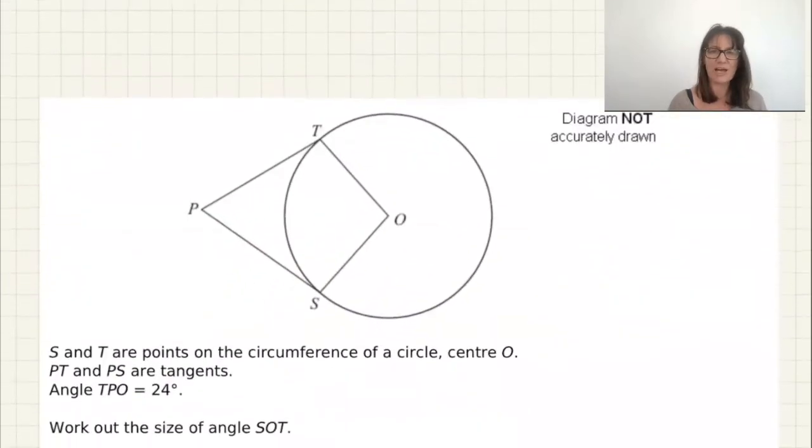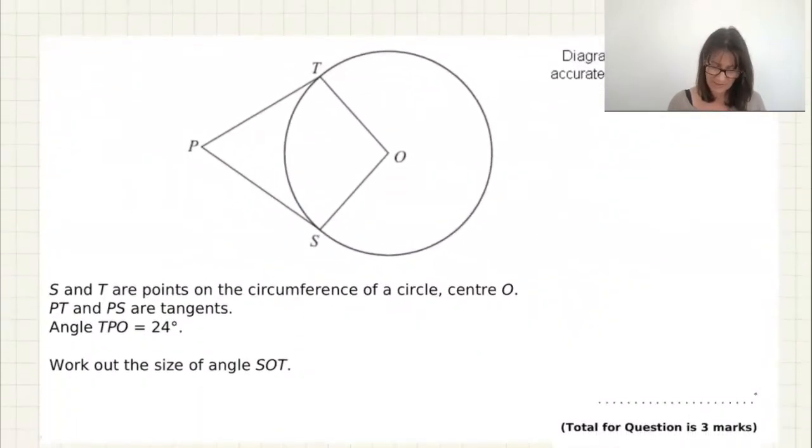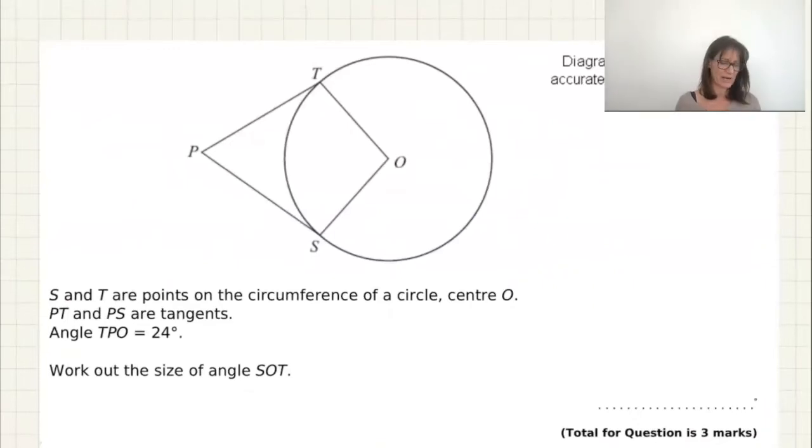Okay, we have another one. So this is a 3-mark question. I want you to press pause and hit play when you're ready. Okay. So S and T are points on a circumference. I've got center O. So I know just from that sentence that we've got a radius going to the T and going to the S. PT and PS are tangents. So I know straight away that they are making right angles.